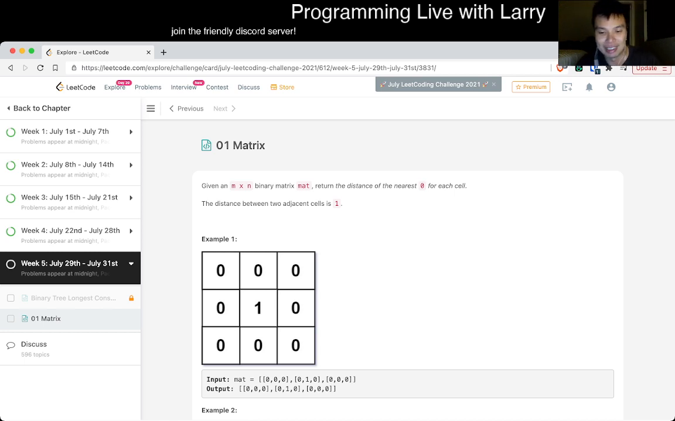Anyway, a little bit of spiel aside, today's problem is going to be 01 Matrix. Let's take a look. What does that mean? Given an m by n matrix, return the distance of the nearest 0 for each cell. The distance between two adjacent cells is 1.